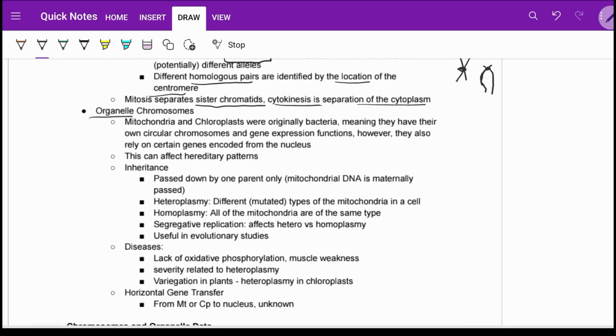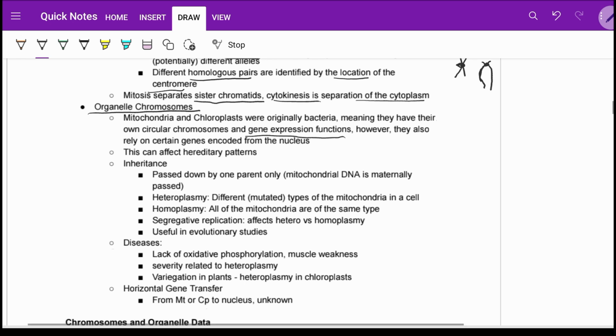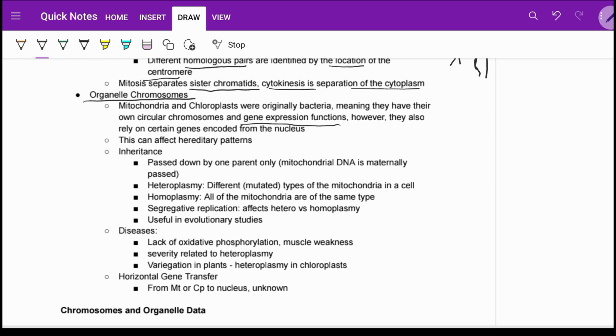We have organelle chromosomes. These are cool because mitochondria and chloroplasts were once individual organisms, and therefore they have their own chromosomes. They have circular chromosomes because they were originally prokaryotic, and they have their own gene expression function. So they have their own ribosomes, they have their own RNA polymerase. However, they can rely on certain genes encoded from the nucleus. The reason we don't just have bacteria living in our cells, and mitochondria and chloroplasts are no longer bacteria, is because some of their essential functions rely on certain genes in the nucleus.